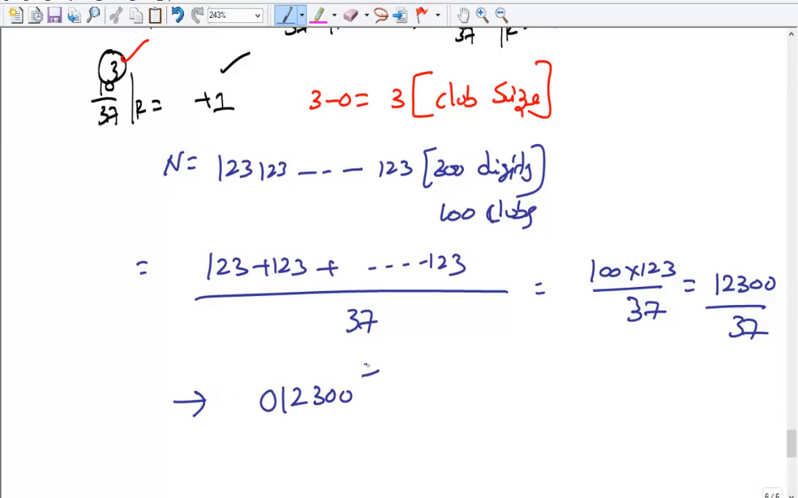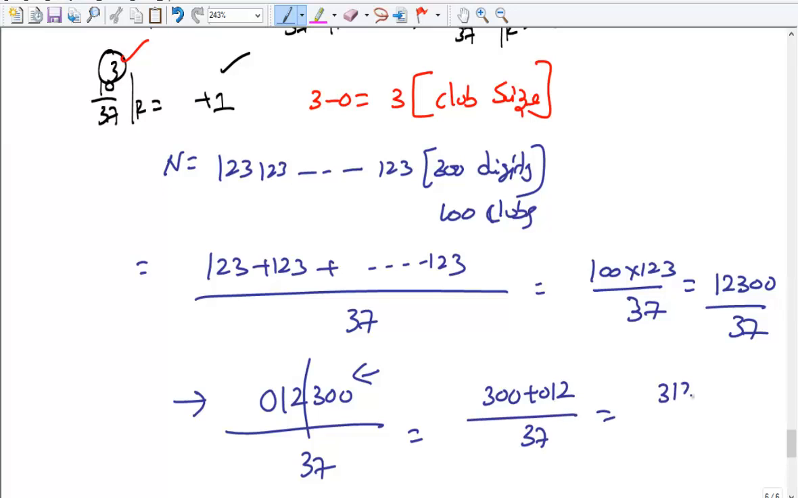Now you can divide them into clubs of 3. Now one club is 300 plus club is 12. So that is quite simple. 312 by 37. That's going to be 16.